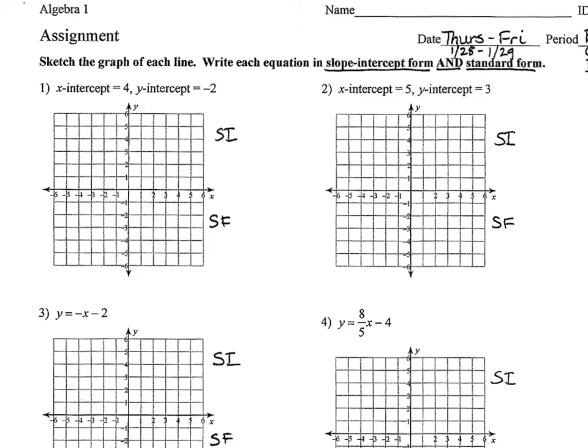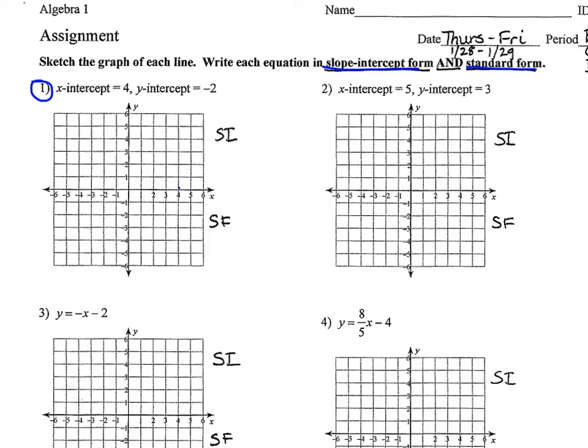So in each section, the directions say write the slope-intercept form and the standard form of these lines. In some cases, it's already written one way or the other. We just have to find the alternate form. So question number 1 here says we're given the x-intercept and the y-intercept. Now, I don't know what that line looks like yet, so let me draw it and see.